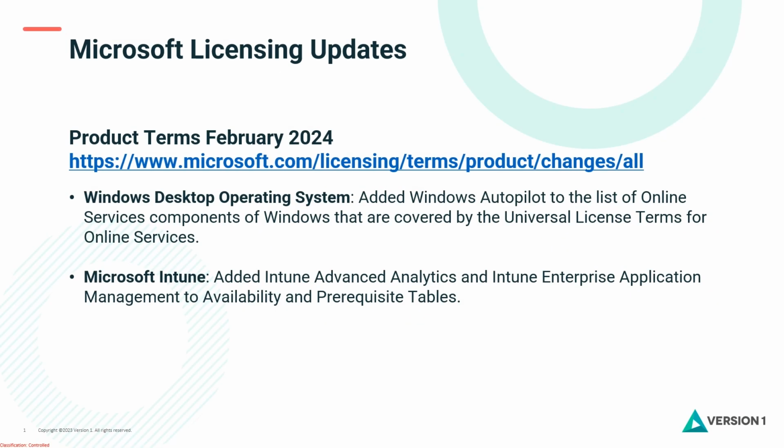And secondly, you're right, for Intune they've added two newly released products. The first one's Advanced Analytics and the second one's Enterprise Application Management. These are now within the availability and prerequisite tables. The first one, Analytics, is a new tool that gives admins more intelligence and insights into user experience, and the tools to proactively detect and remediate issues that may impact users' productivity.